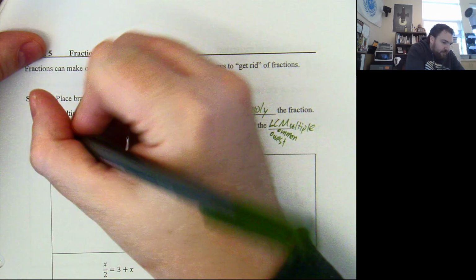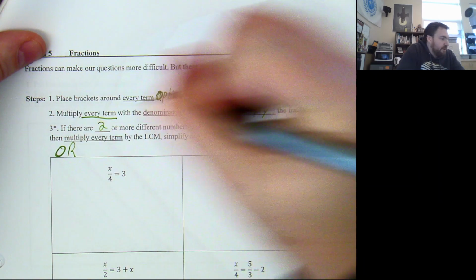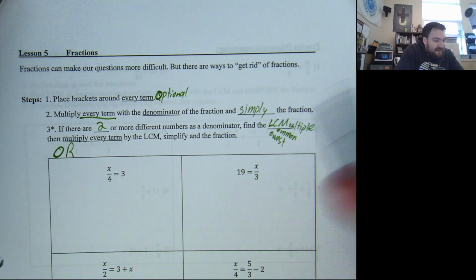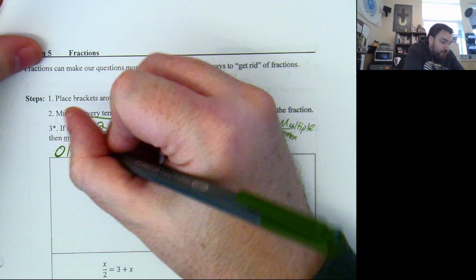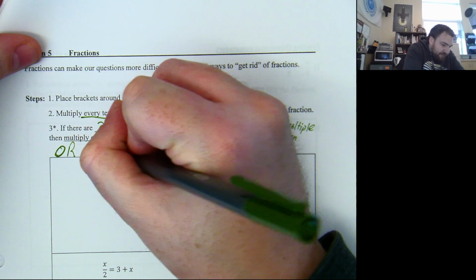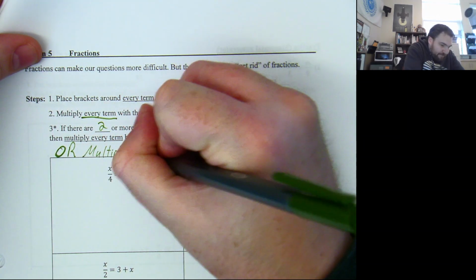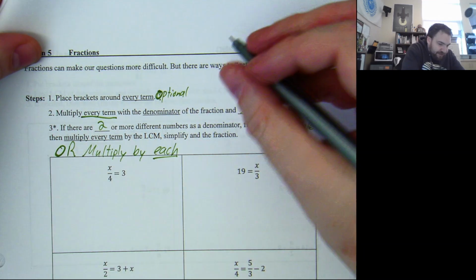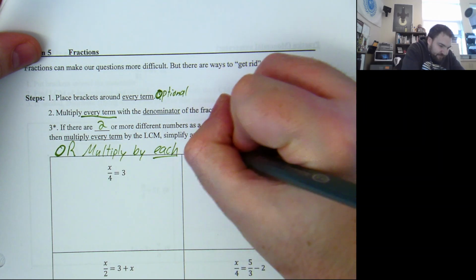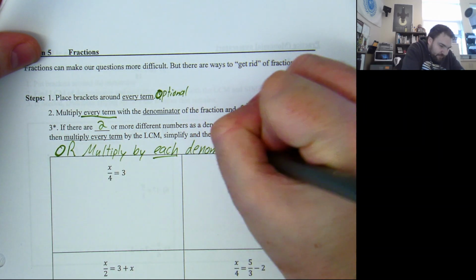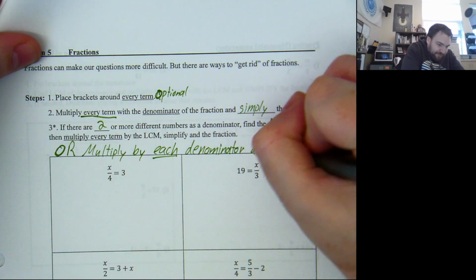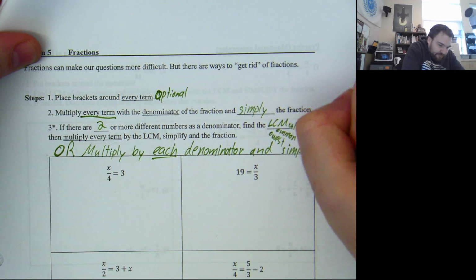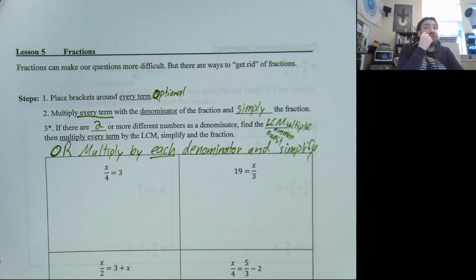Or, there is a way around that. Instead of multiplying by the LCM, you can multiply by each, underline the word each, each denominator. And simplify. And I'll show you how that's different.